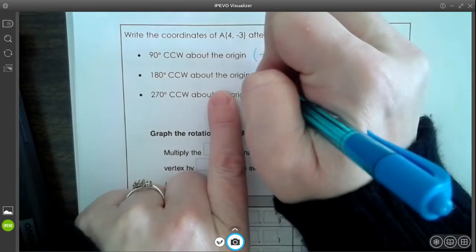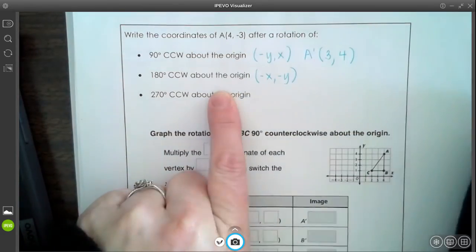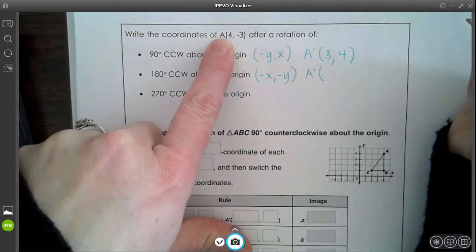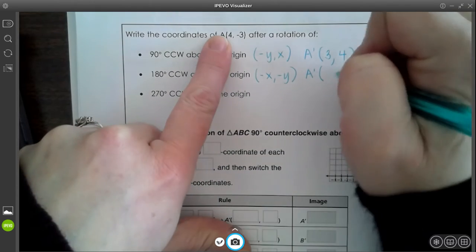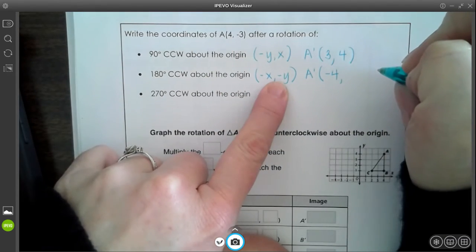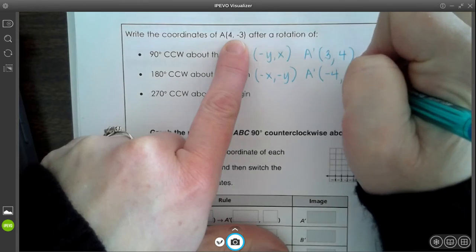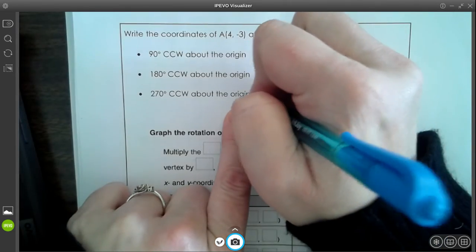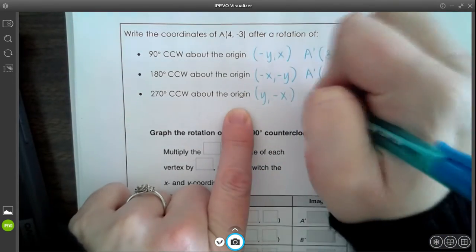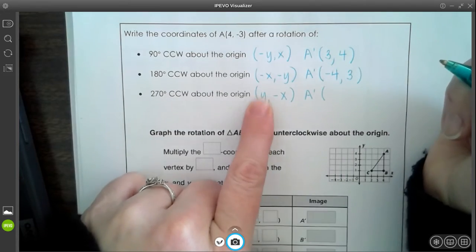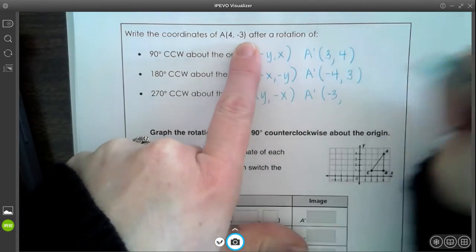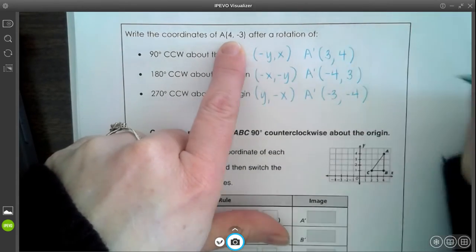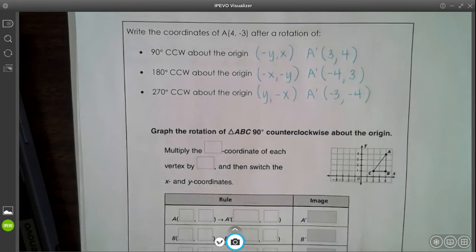Okay, for 180, the rule is the opposite of x followed by the opposite of y. So for A prime, the opposite of 4, the x coordinate, would be -4. And then the opposite of the y, which is -3, would be +3. Okay, and then for a 270 rotation, our rule is y and then the opposite of x. So if we apply that rule, we start with the y coordinate, which was -3, and then we write the opposite of the x coordinate, and the x was 4, so we write -4. Okay, so that's how you use the rule.